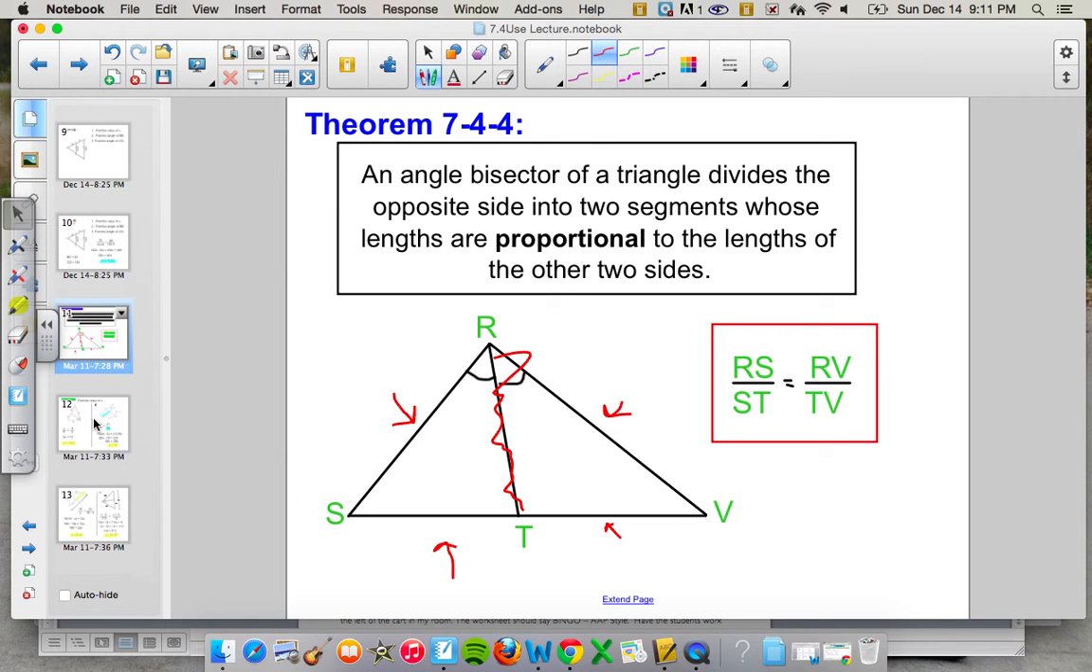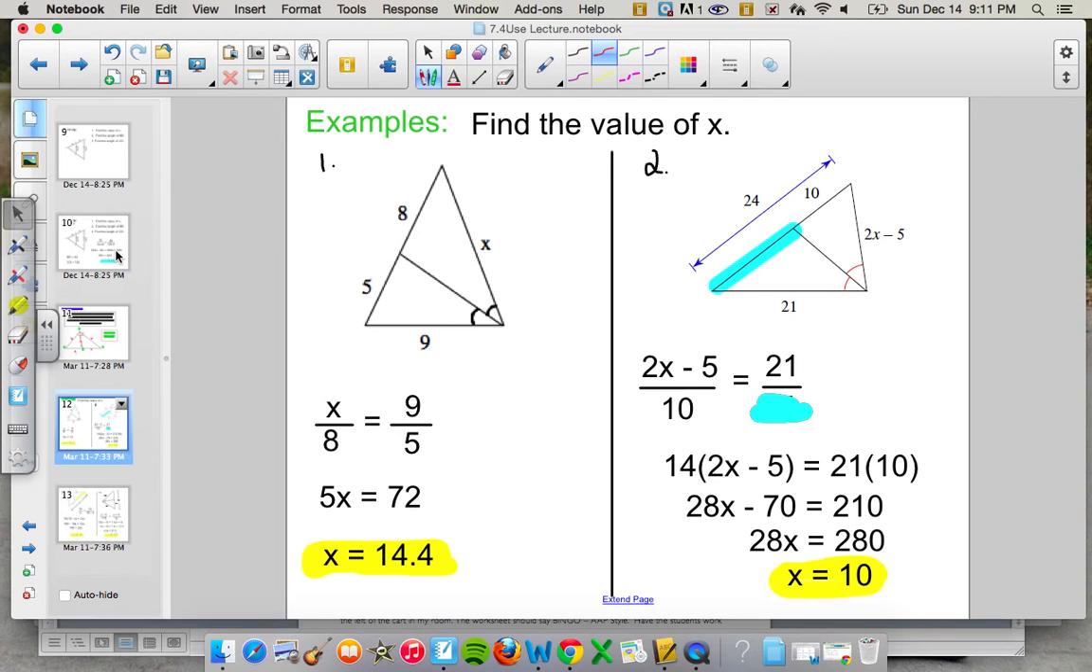So let's do an example. The first example here, again, the angle bisector doesn't matter, so you can just get in the habit of crossing that out. And again, there's 4 ways to set up a proportion. This is just one of those ways. I said x to 8 is equal to 9 to 5. When you have to solve for x, you're going to cross multiply. When you cross multiply, you're going to get x is equal to 14.4.